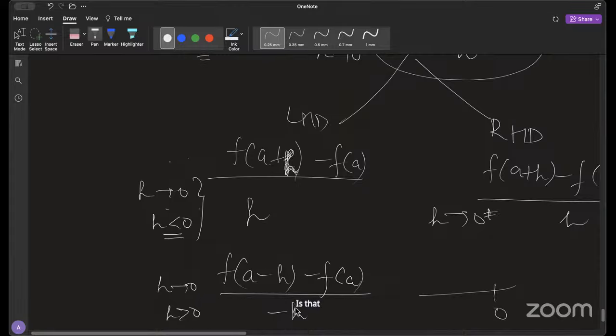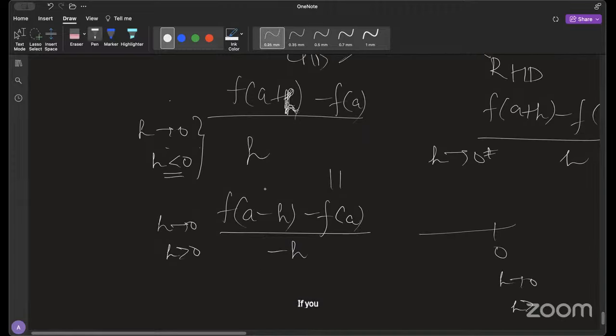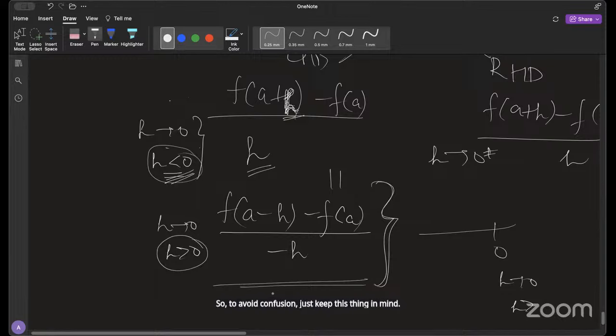Is that okay? That's why these two. Because you're changing the sign of h everywhere. Change the sign of h here, change the sign of h here, and change the sign of h here too. Because here you have h negative, now you should be taking positive, right? Okay. That's it. So to avoid confusion, just keep this thing in mind.